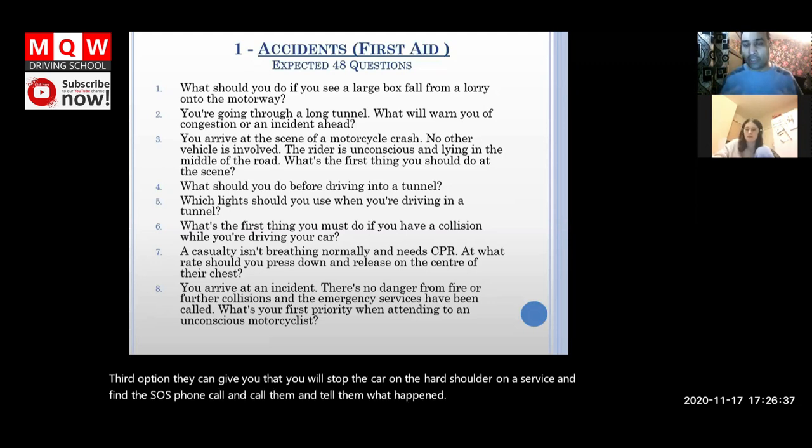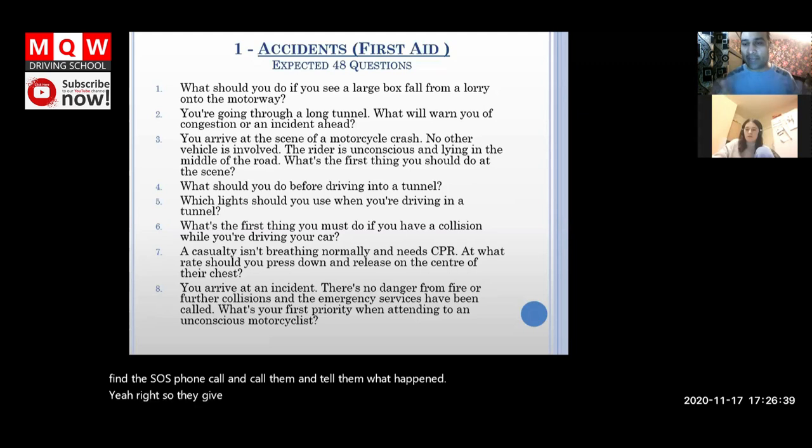Yeah. Right? So they give you the option and you need to find the safe option. So think about it. Safety is one of the main keys of your driving. You know that if you stop the car to pick it, people will hit you from the back. You cannot put your life at risk. So that's totally a false choice. You can't choose this one.